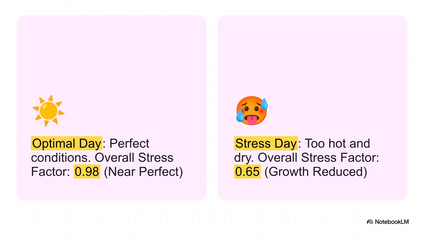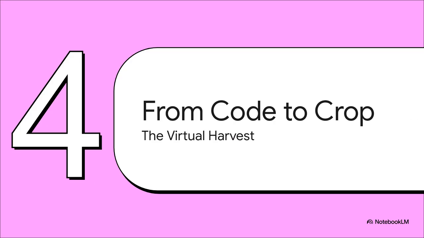And you can see the difference right here. It's a tale of 2 days. On a perfect day, the stress factor is almost 1, meaning the plant is hitting 98% of its genetic potential. It's living its best life. But on a hot, dry day, that number plummets to 0.65. The plant is still hanging in there, but it's losing more than a third of its growing power, just trying to survive.